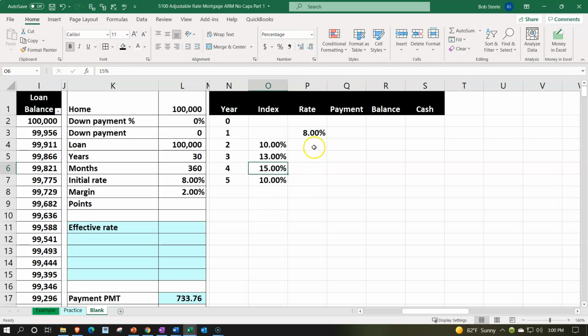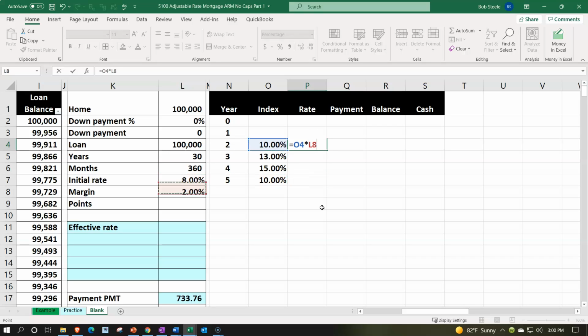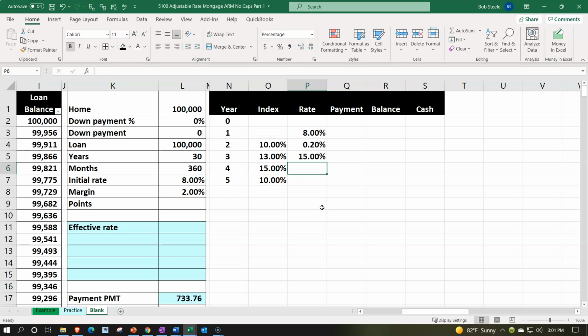So now we're going to say, okay, then the rate, we don't have any caps involved at this point in time. So we're simply going to say that the rate is just going to be the indexed amount plus 2%. So now this is just going to be the 10% plus the 2%. This 2% is outside of our table. So if I wanted to copy it down, I'd press F4 on the keyboard, $ before the L and the 8. I won't do it yet, but just to show you, then this one's going to be the 13 plus the 2%.